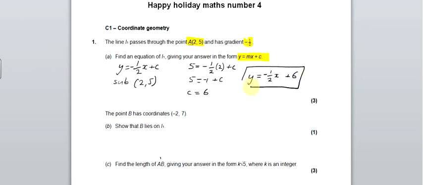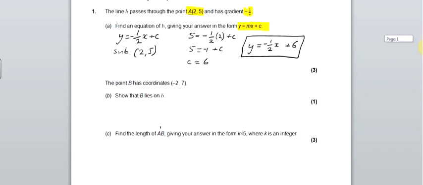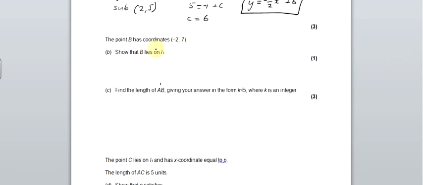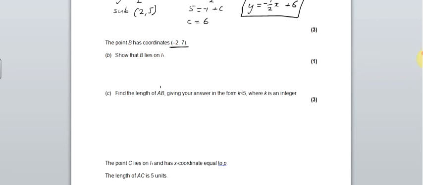I think probably the largest danger there, the biggest thing that people get wrong, is they get their x's and y's mixed up when they substitute. Now we get a point for showing that B lies on the line. So here's B, so we're just going to substitute minus 2 into the line equation and see if 7 comes out. So y is equal to minus a half of minus 2 plus 6, which means that's 1 plus 6, which is 7. So QED, it has been demonstrated.